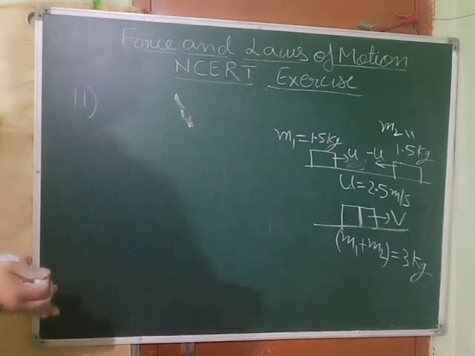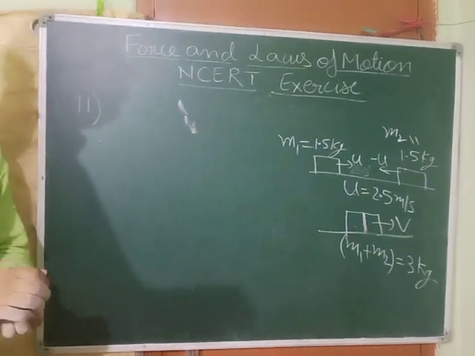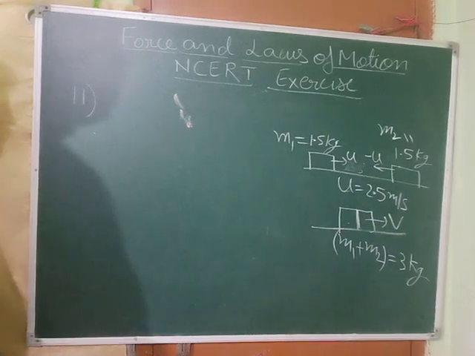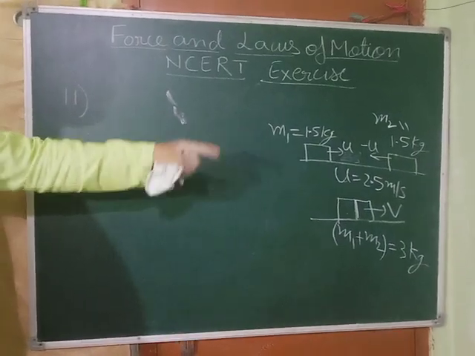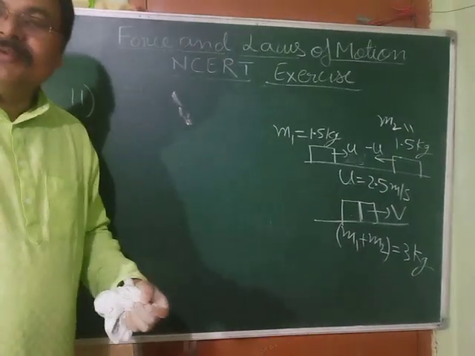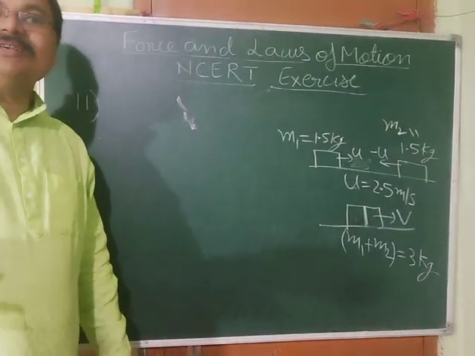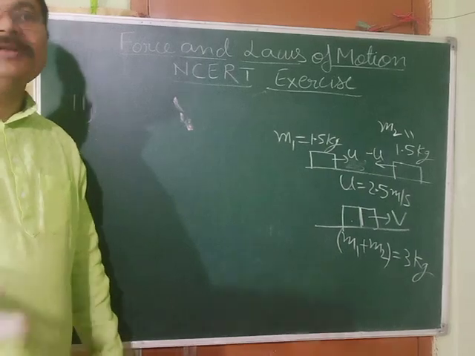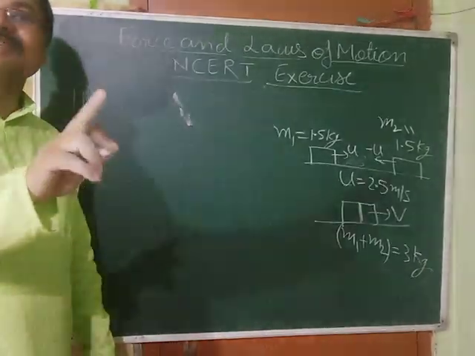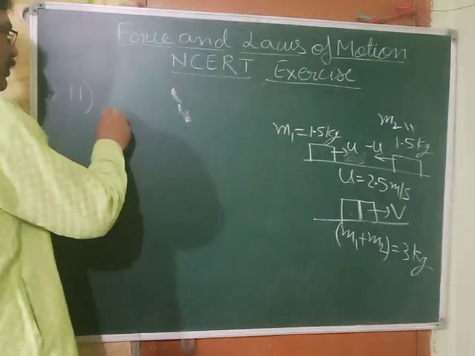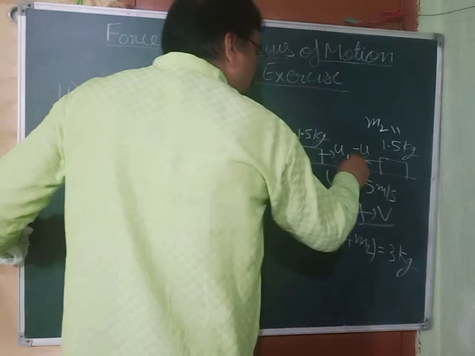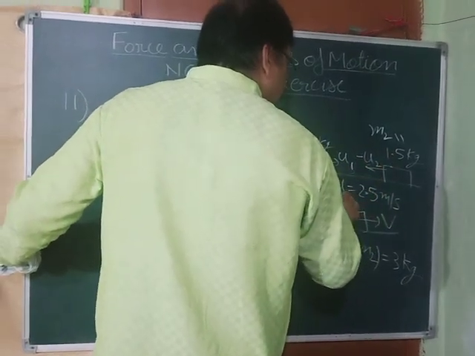Okay. Now to find this, what do we have to do? We have to use the law of conservation of momentum. Why? Because no external force is acting on them. Whatever force is acting, they are applying on each other only. No external body is coming and applying force on them. So we know that when no external force is acting, then we can apply the law of conservation of momentum. So what can we write? m1 u1. Suppose this is u1 and this is u2. So what can we write here?